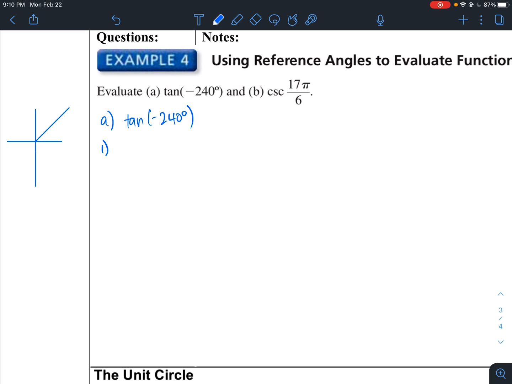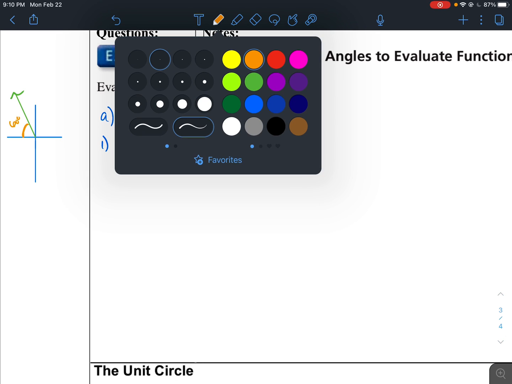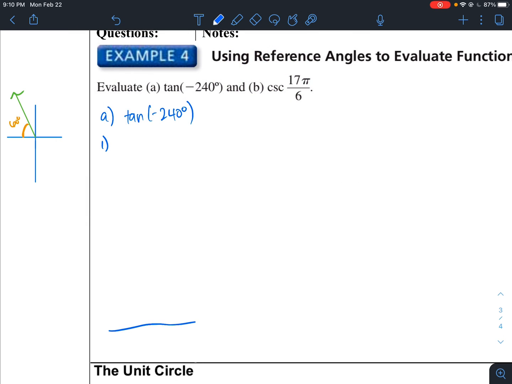If it's negative, here I can move negative 90, negative 180, negative 270, which is too far, so negative 240 would be 30 degrees over this way, which means that my reference angle would have to be 60 degrees right here. So 60 degrees, that's what we're interested in. Now, for me, I'm just going to draw my angle right here. I'm just going to draw my right triangle.